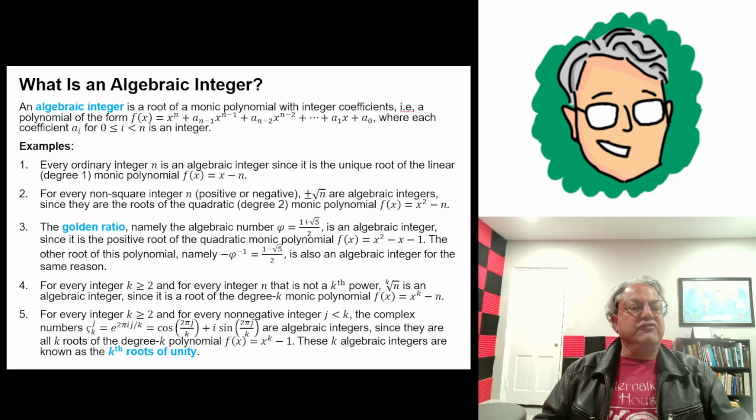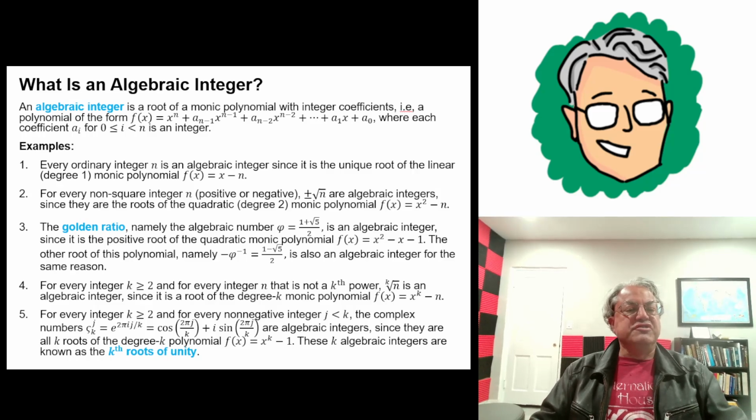So first we have to define algebraic integers. And just like algebraic numbers are defined to be roots of arbitrary polynomials with integer coefficients, algebraic integers have a very similar definition. The only difference is that the polynomials have to be what are called monic, which means that their leading term is equal to 1.